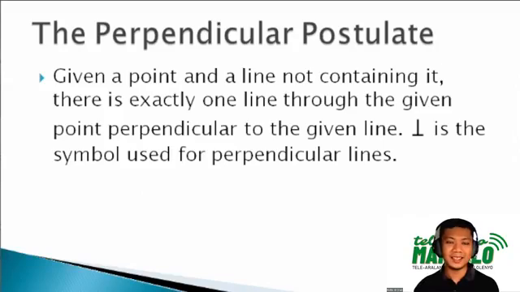Given a point and a line not containing it, there is exactly one line through the given point perpendicular to the given line. And that is the symbol used for perpendicular lines. How do we illustrate the perpendicular postulate? Please take note that when we say perpendicular, we have a 90-degree angle or a right angle at the intersection.